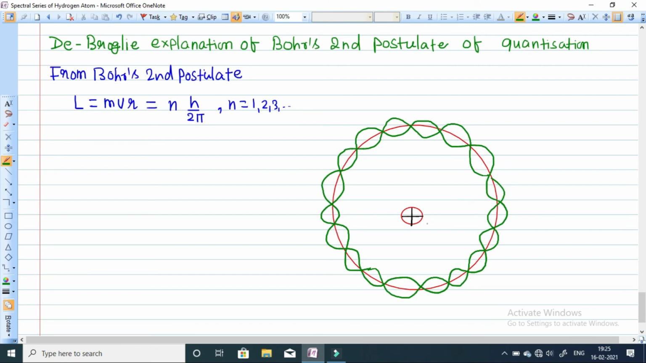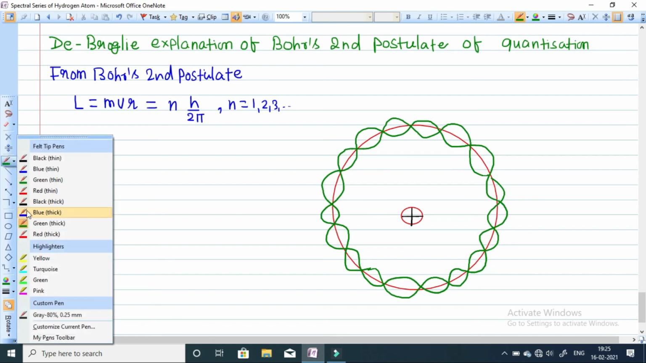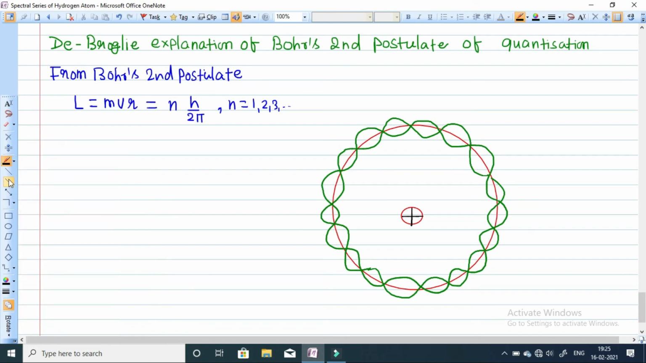So the electron is revolving around this positively charged nucleus. The radius of this orbit we can take as r. r is the radius of this circular orbit, the average radius we can take. The radius of the circular orbit I am taking r, and the mass of the electron is m.